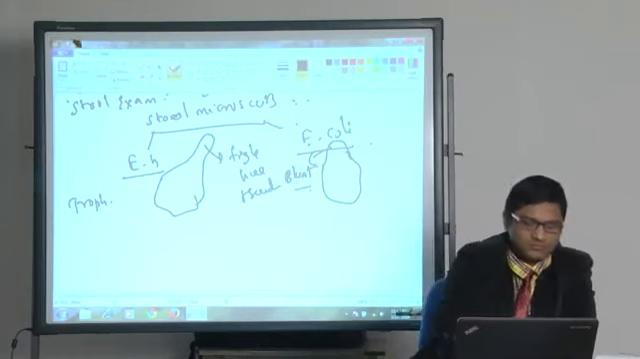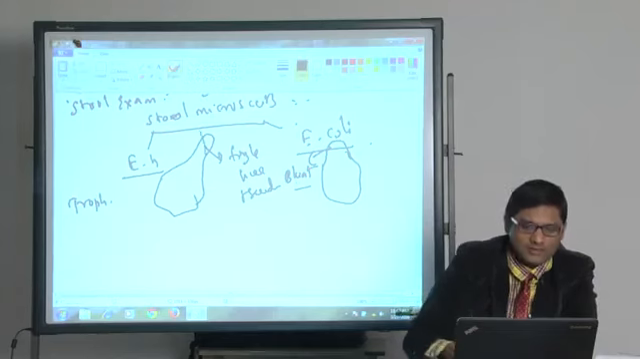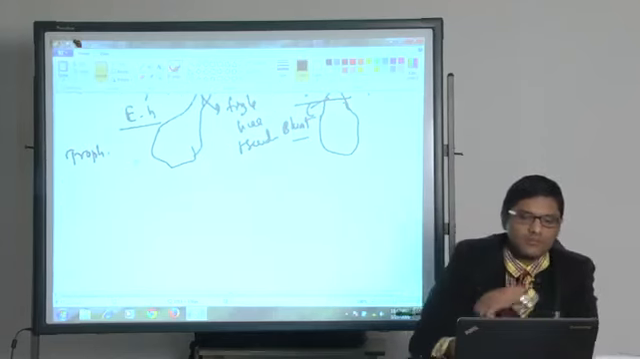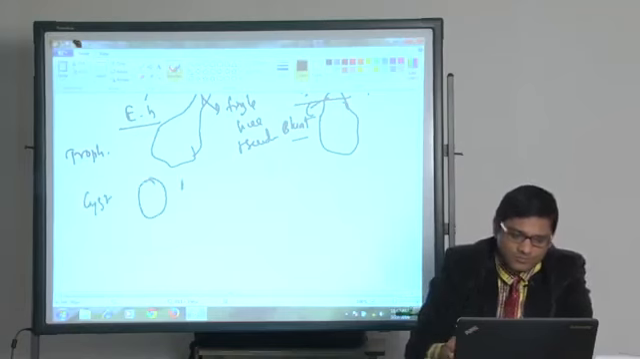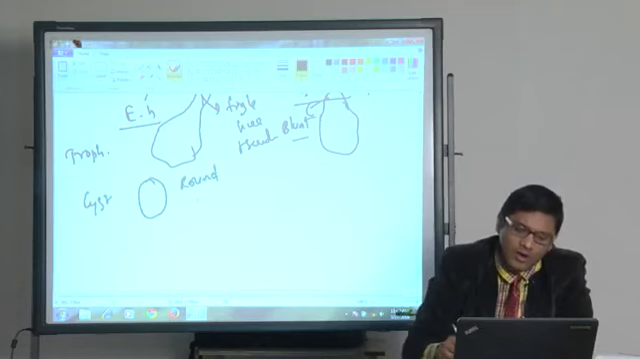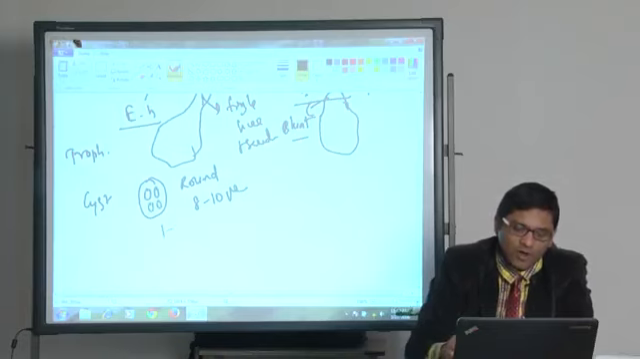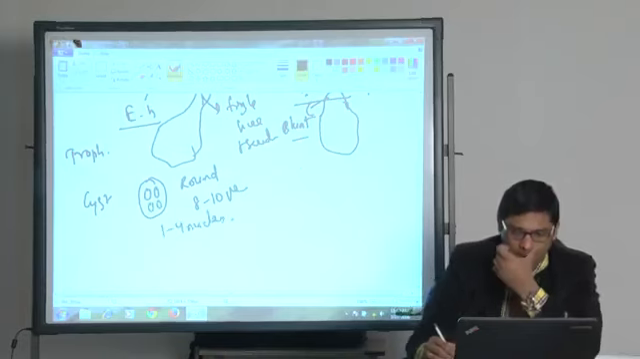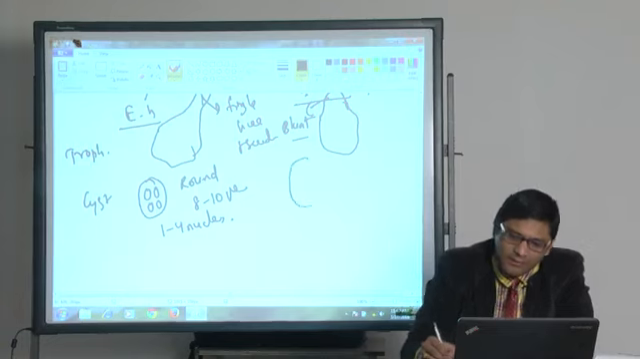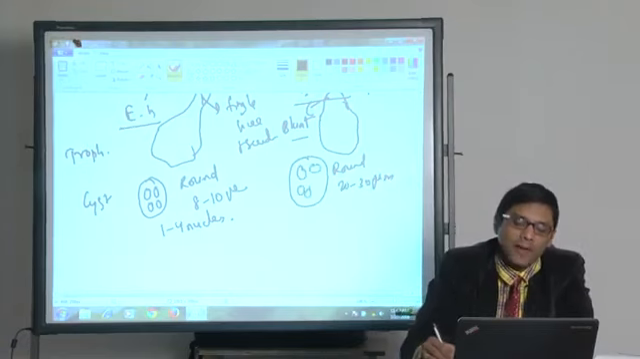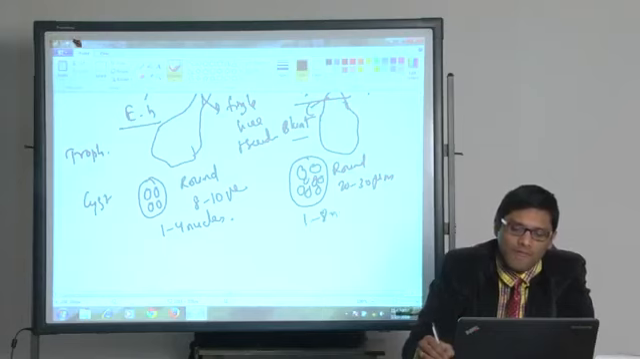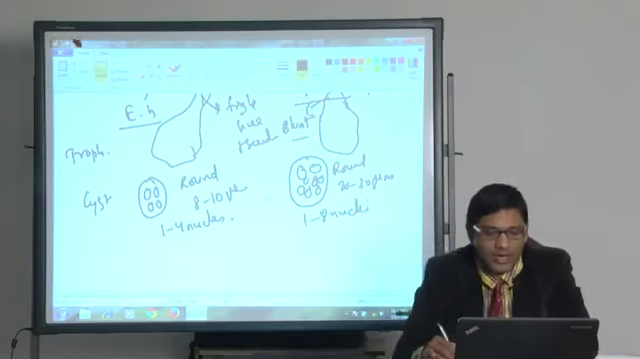How to differentiate the cyst? The cyst of Entamoeba histolytica is round, 8 to 10 micron in size, and the matured cyst has 1 to 4 nuclei. Whereas E. coli, it is also round but larger in size, 20 to 30 microns, and the nucleus maximum up to 8 will be there.